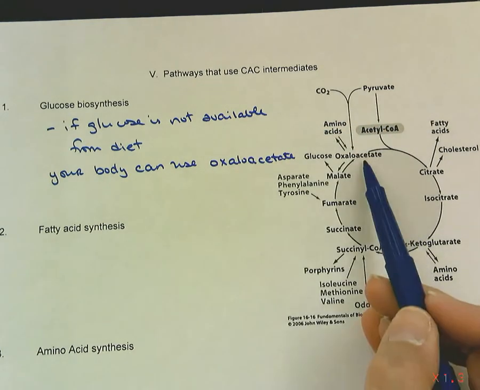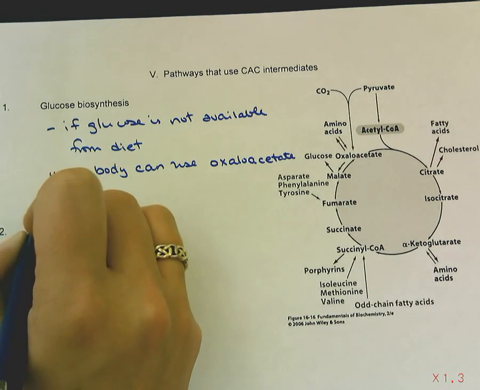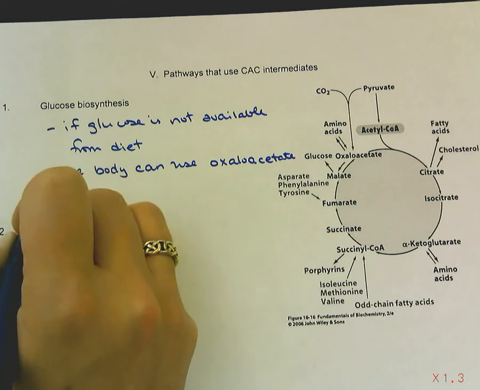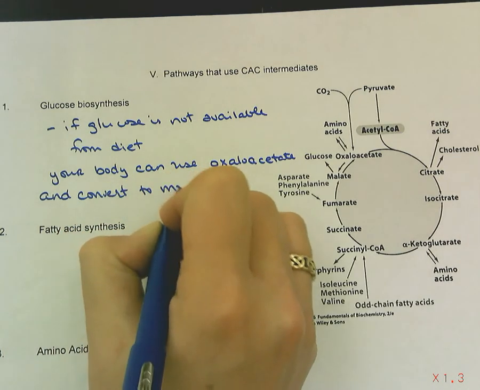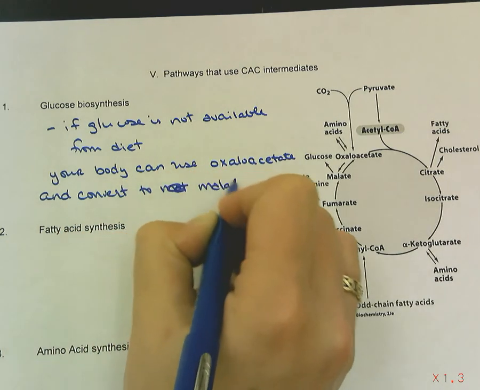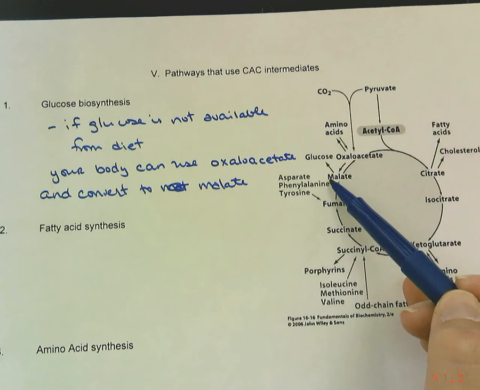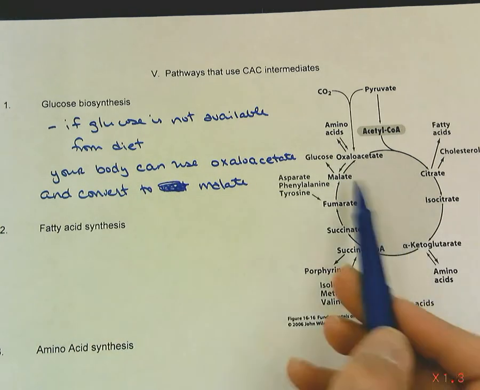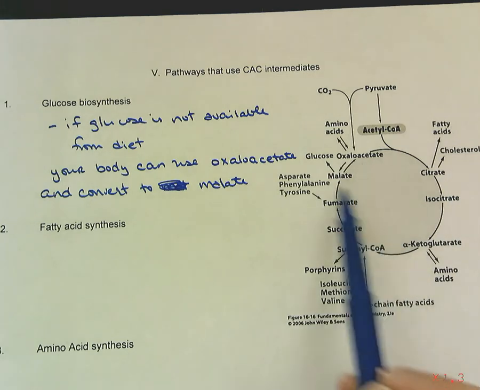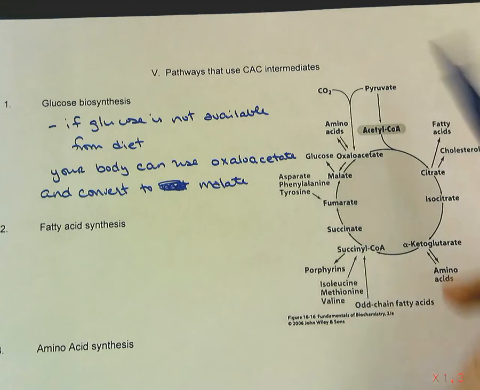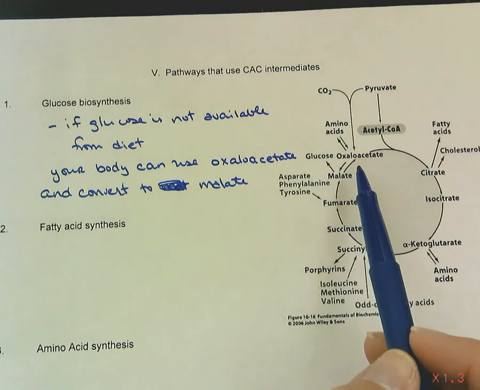your body can use oxaloacetate, convert it to malate, right, oxaloacetate back to malate, or it could use malate depending on where the buildup is. It's usually oxaloacetate that's the buildup, because that's the one that needs the pyruvate coming from this cycle down here. So oxaloacetate is typically the one that's building up.